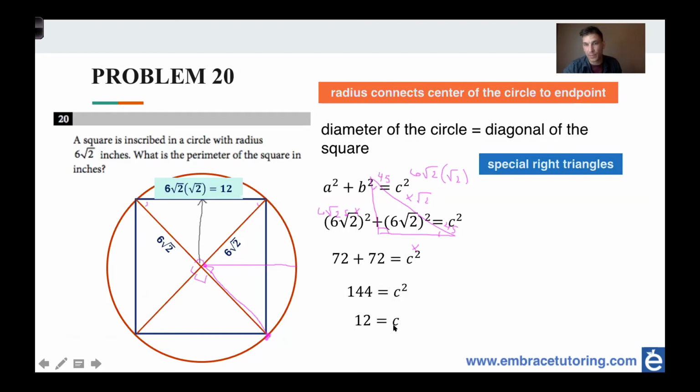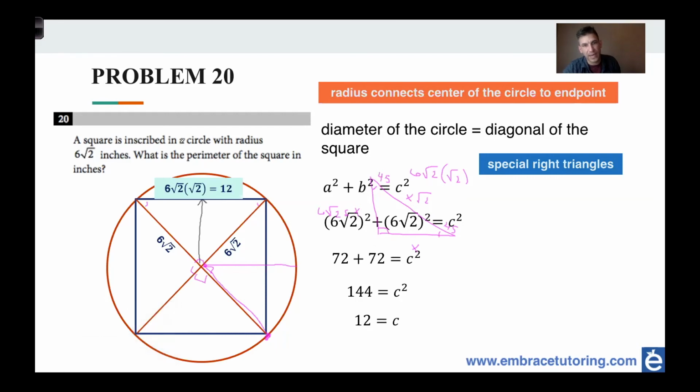I therefore will end up getting 12. So I can do it both ways, right? I either remember that this is a special right triangle, and that's essentially the fastest way, or I use Pythagorean's theorem because it is a right triangle, and I can use Pythagorean's theorem under those conditions where 12 equals c. I still end up getting 12, but I'm not done.